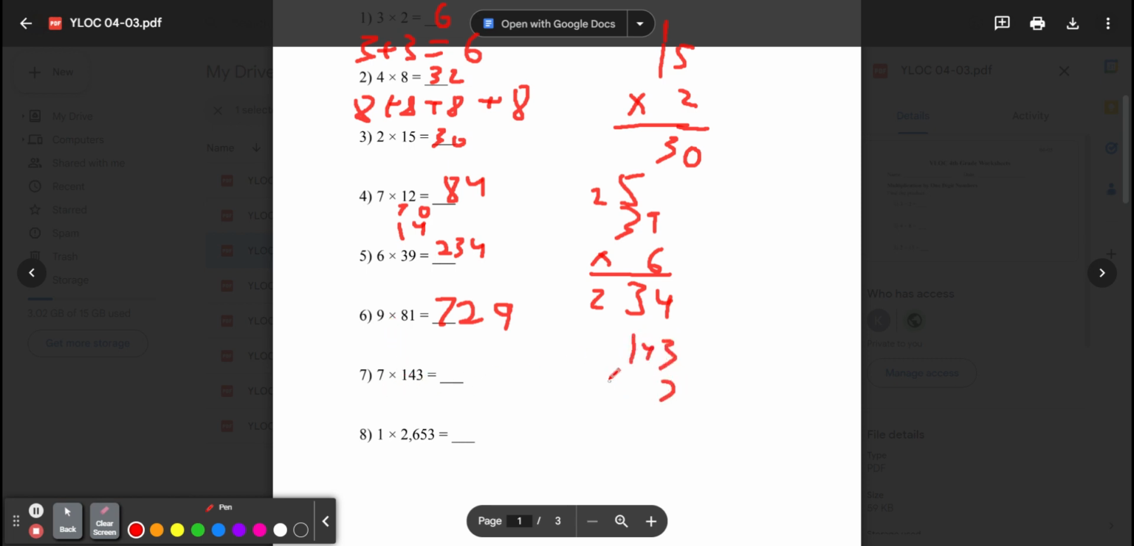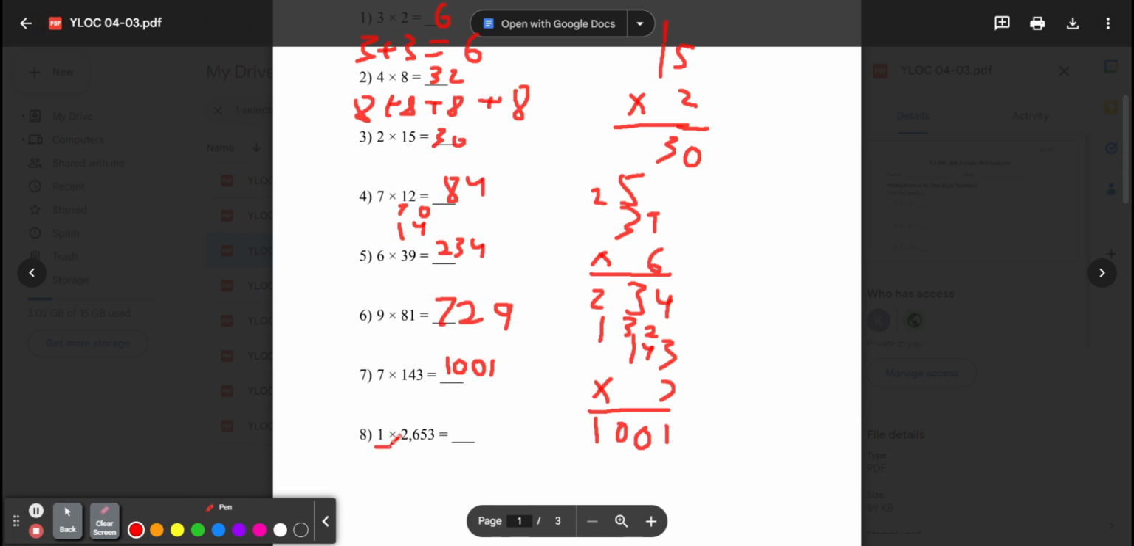7 times 143. I'll write this one out. 7 times 3 is 21. Carry the 20. 7 times 4 is 28. Plus 2 is 30. Carry the 30. 7 times 1 is 7. Plus 3 is 10. Carry the 1, and we get this very funny number, 1001.